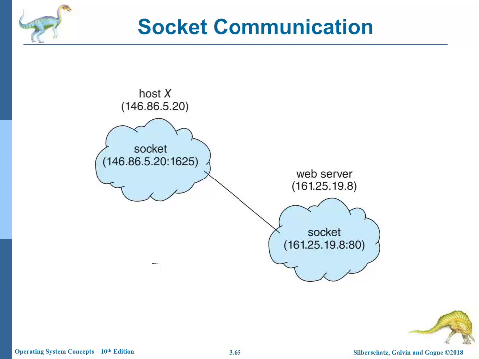All connections must be unique. Therefore, if another process also on host X wishes to establish another connection with the same web server, it will be assigned a port number greater than 1024 and not equal to 1625. This ensures that all connections consist of a unique pair of sockets.